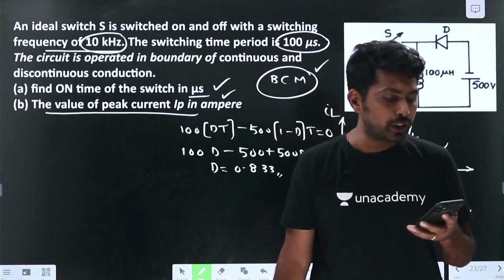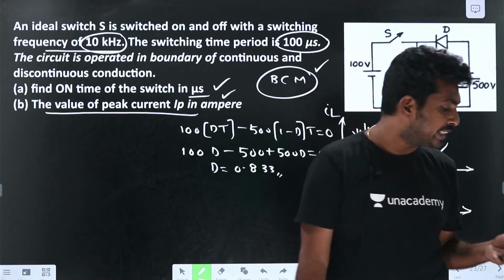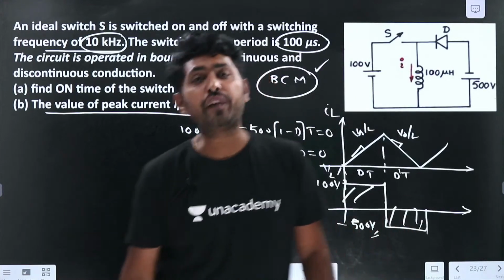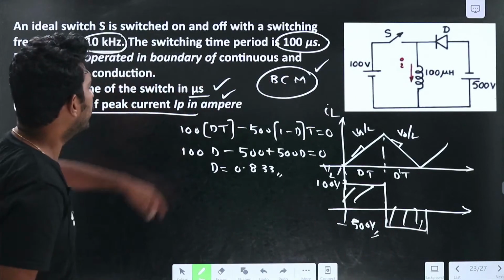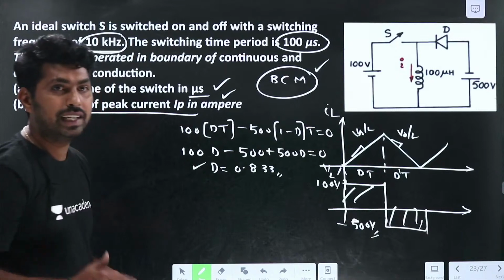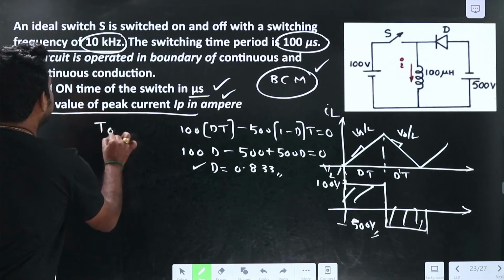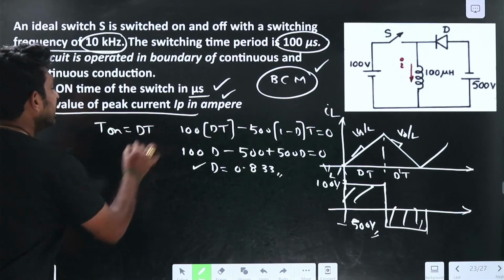Let's try to find the duty cycle. 0.833 is the duty cycle. Now we got the duty cycle as 0.833. Now try to find the turn on time. What is turn on time here? T on equal to D into T.